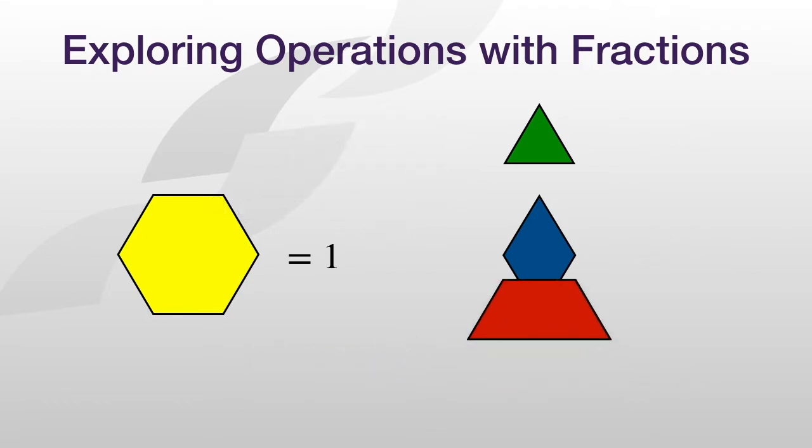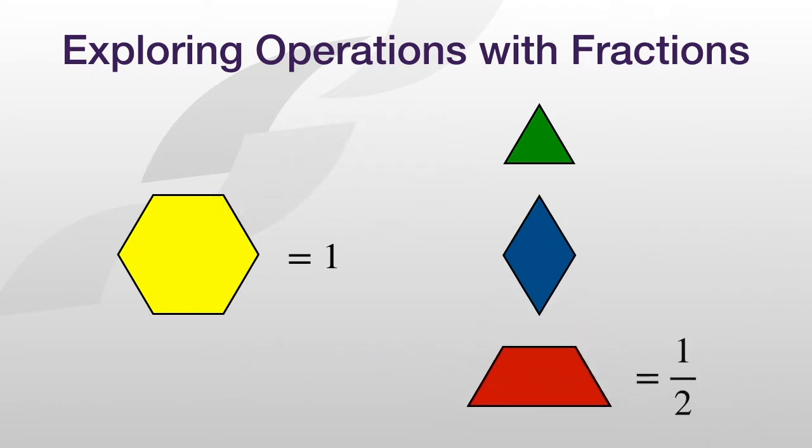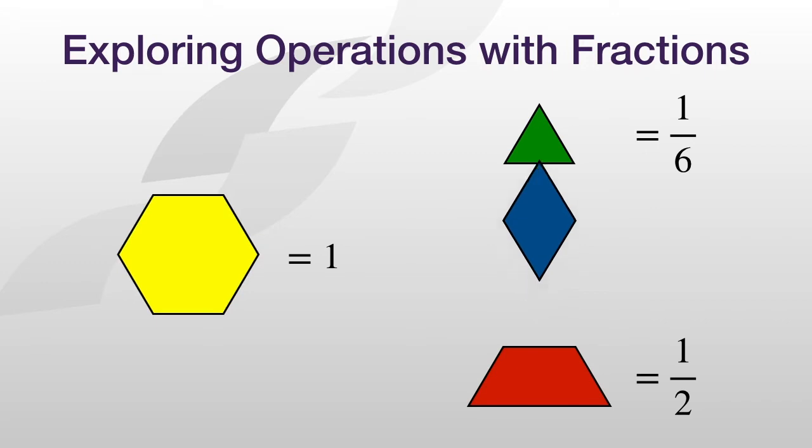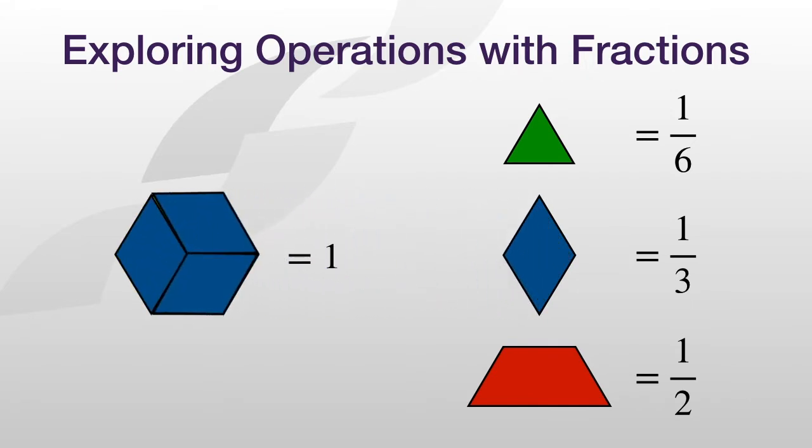The red trapezoid has a value of 1/2. 2 red trapezoids cover the yellow hexagon. The green triangle has a value of 1/6. It takes 6 green triangles to cover the yellow hexagon. And the blue rhombus has a value of 1/3. 3 of them cover the yellow hexagon.